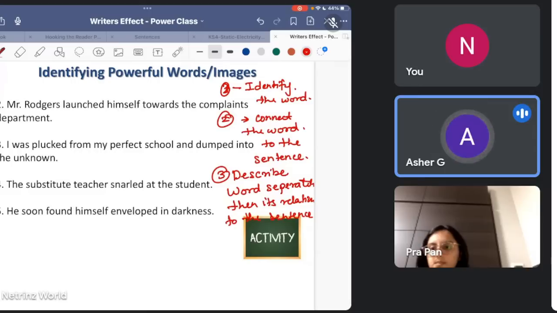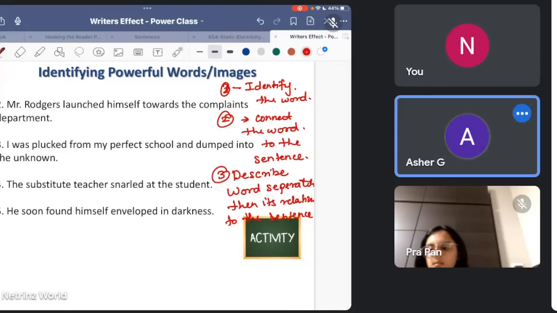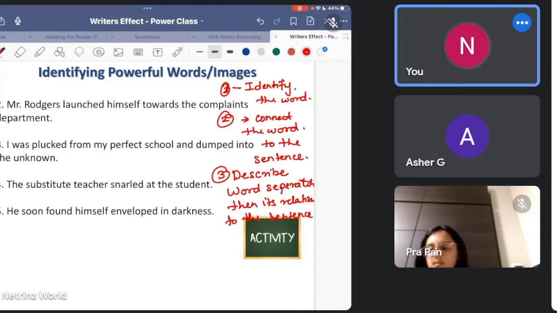Okay. Step number 1, identify the word: launched himself. Connect the word to the sentence. Okay, let's read Asha's. The writer is trying to show that Mr. Roger is very angry by using the word launched. You could have added that he is very angry about something and is hurrying up to the complaints department. Excellent. Did you get it, Mahika, how to do it?